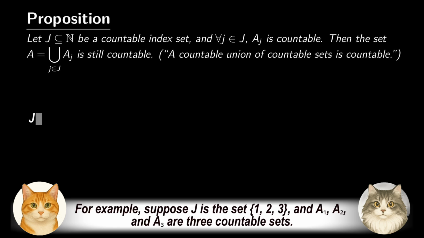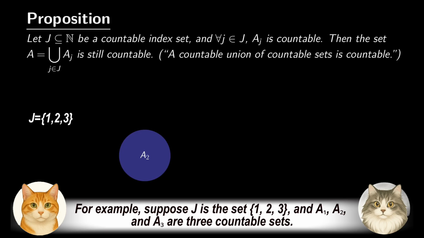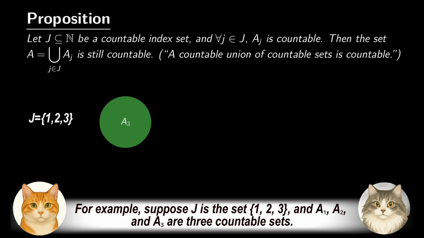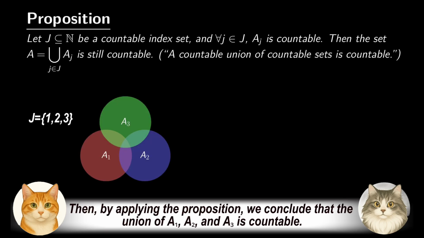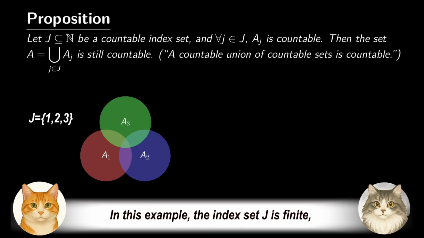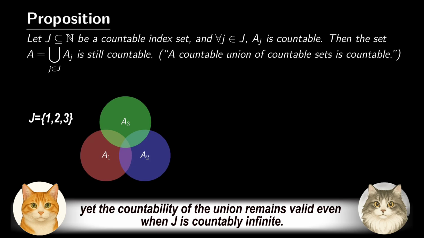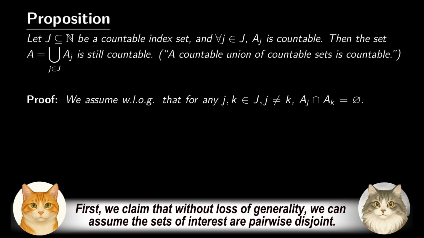For example, suppose J is the set {1, 2, 3}, and A1, A2, and A3 are three countable sets. Then, by applying the proposition, we conclude that the union of A1, A2, and A3 is countable. In this example, the index set J is finite, yet the countability of the union remains valid even when J is countably infinite.